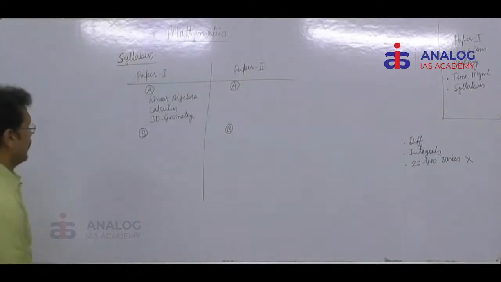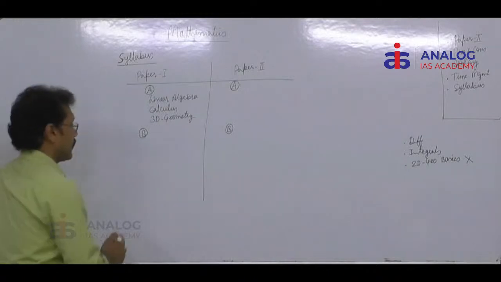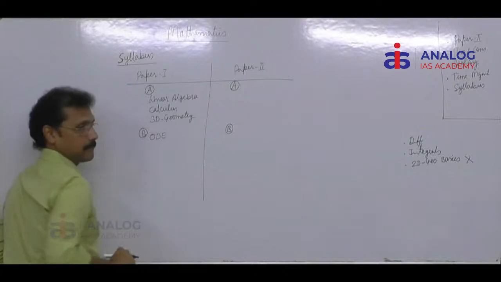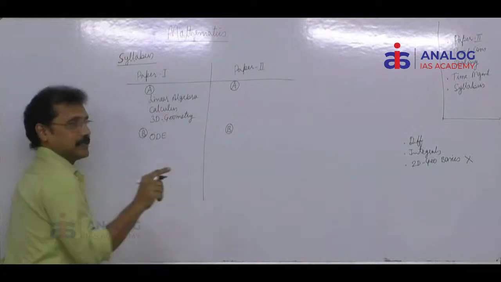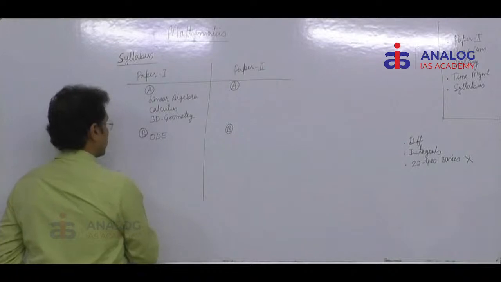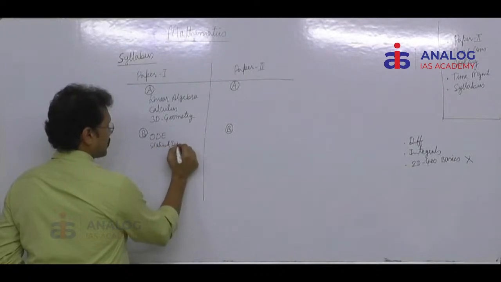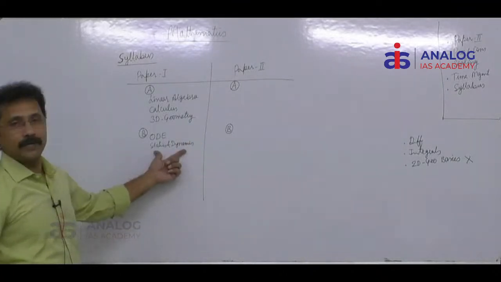Okay? Anyway, let me come back. So in section B, we have 3 more areas. One is ordinary differential equations, which deals with 2-dimensional geometry objects. Okay. And then we have some physics related topics like statics and dynamics. So we call these the physics related topics of paper 1.